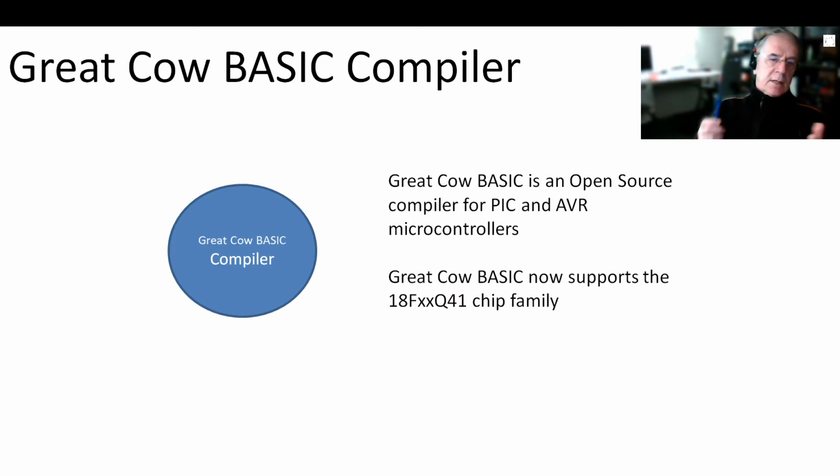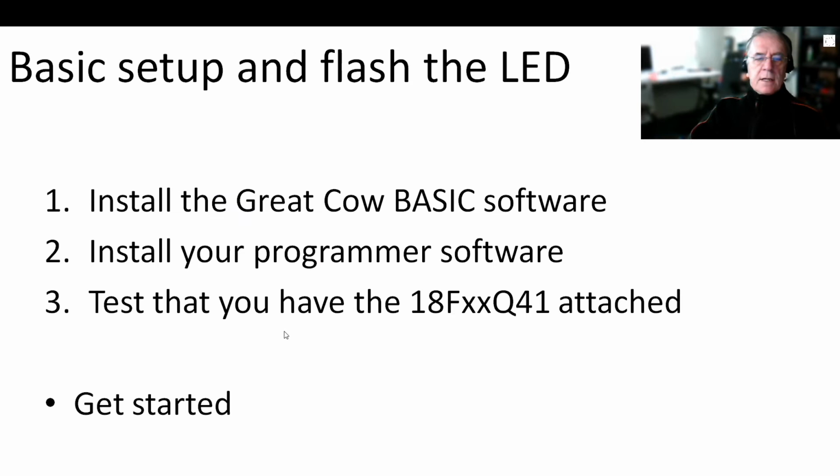Okay, I'm going to be using the Great Cow BASIC compiler. It's an open source compiler, and that's available up on the web, and it now supports the 18F Q41 family of chips. So you need to get hold of the software, download it and install it. You need to install your programming software. There are different videos on that. I've got mine installed. And you need to test that it all works and it operates.